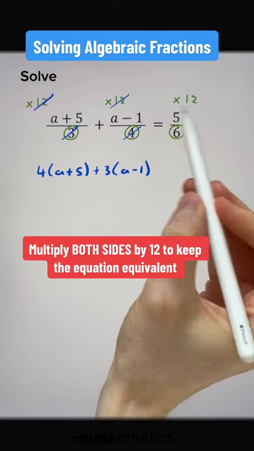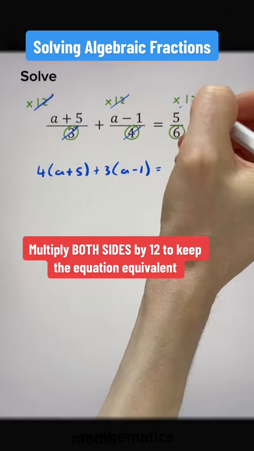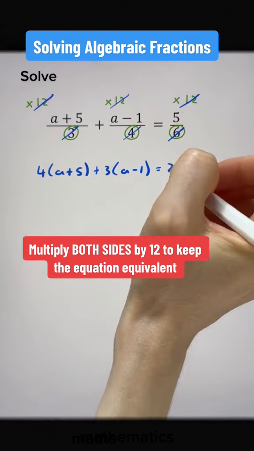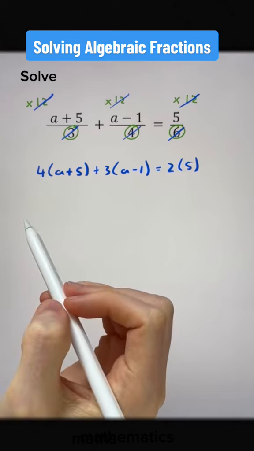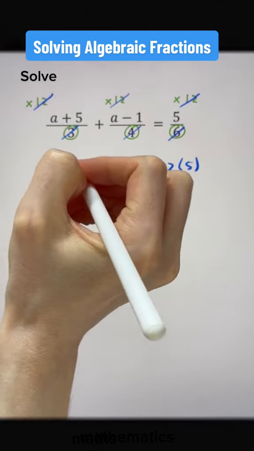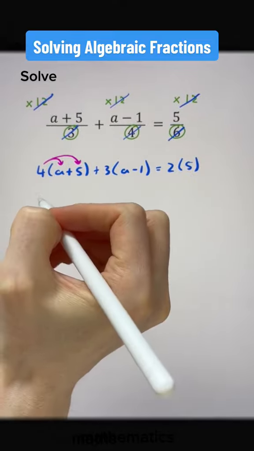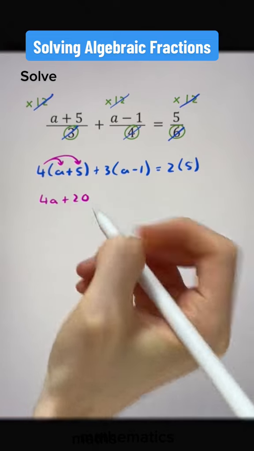Don't forget I've got to multiply the whole equation by 12, so on the right hand side, I now have 12 divided by 6, which is 2, so I've got 2 lots in my numerator, which in this case is 5. Expanding out my single bracket, whatever's directly outside, I multiply each term directly inside my single bracket. Here 4 times a will give us 4a, and 4 times 5 gives us plus 20.